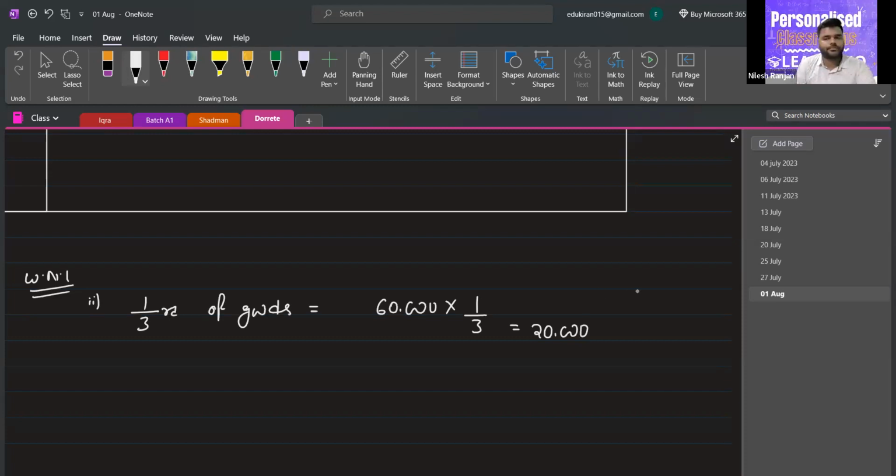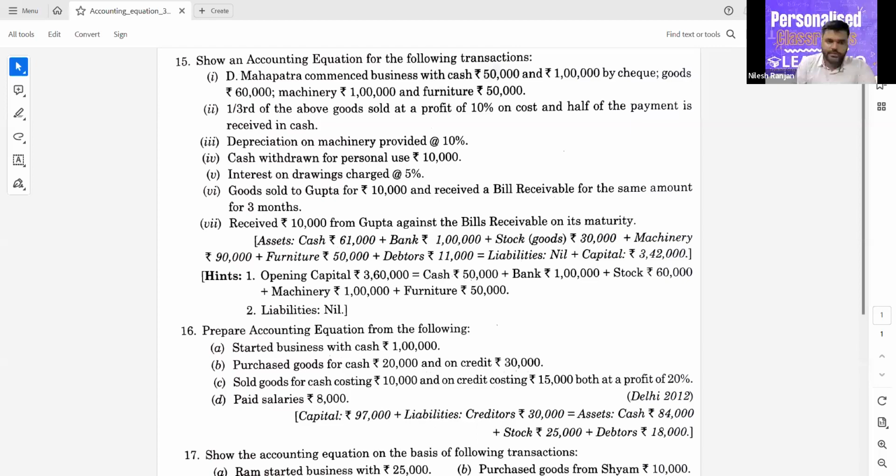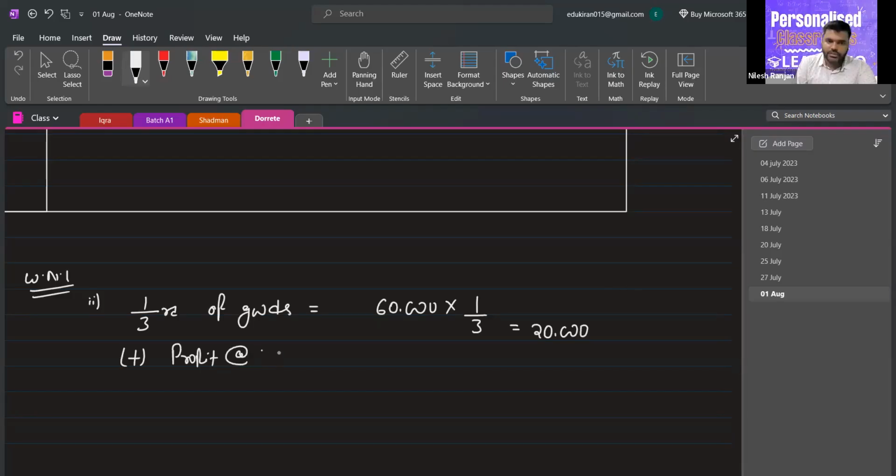Now, the next line is sold at a profit of 10%. So plus profit at the rate 10%, 20,000 into 10%, it will be 2,000. So total sale price will be 22,000. Is this clear? Yes, sir.